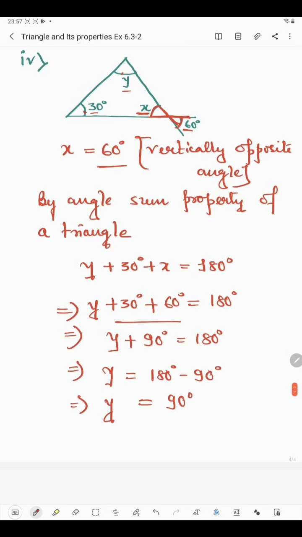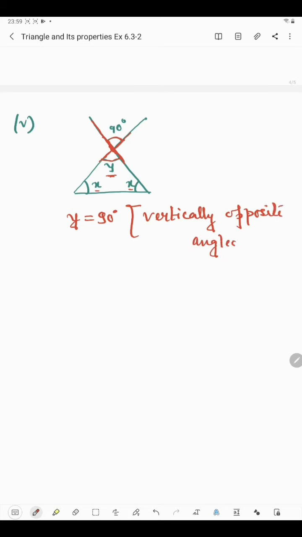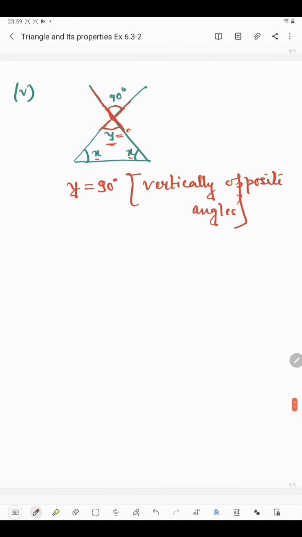Okay, now coming to the next part. Now here y, x and x are the interior angles of a triangle, and here these two lines cross each other. So at first we will find the value of y, and that we can find easily because these two lines cross each other. So this angle and this angle will be the same. y will be 90 degree, and we will have to write the property also. What is that? Vertically opposite angles. Okay, now we have got this value.